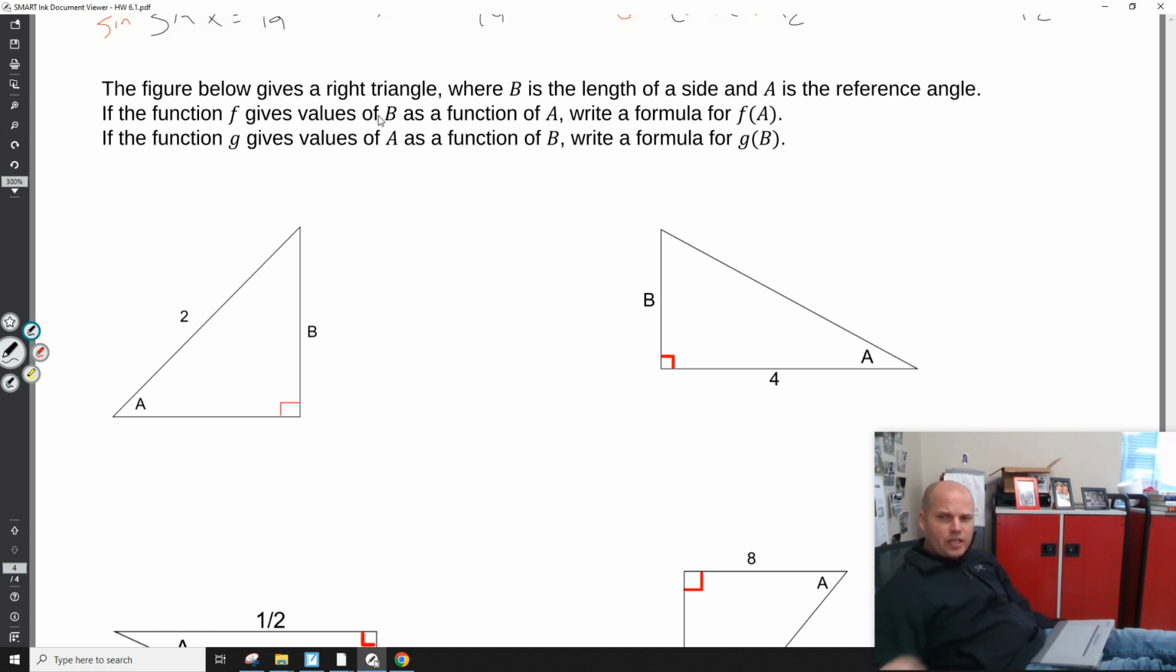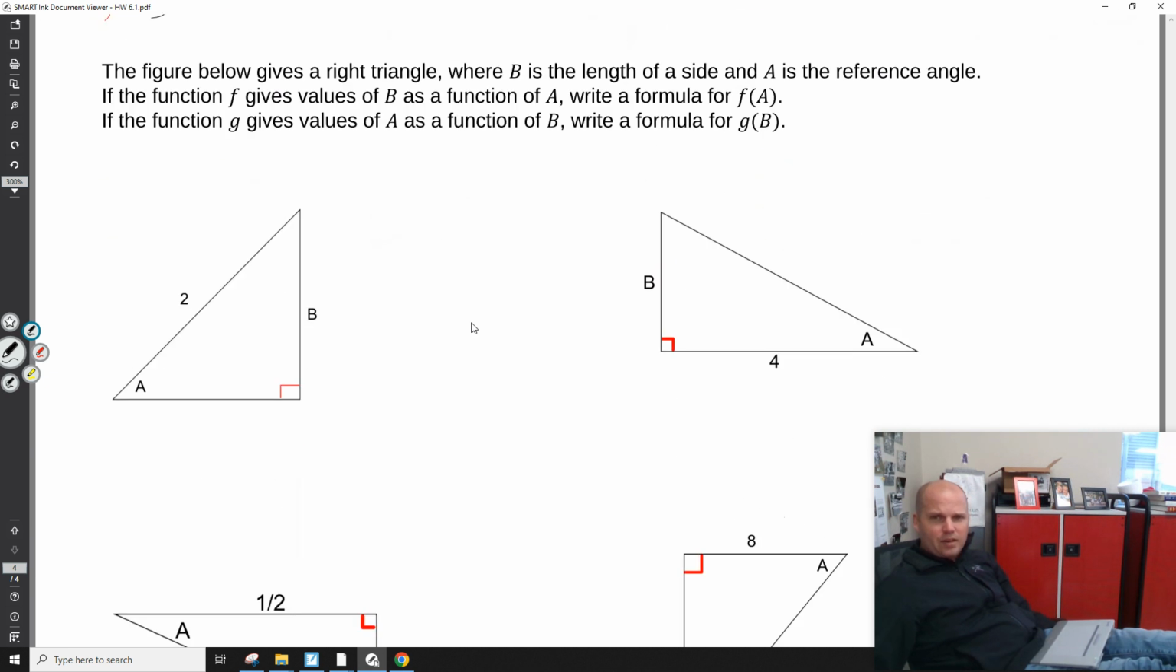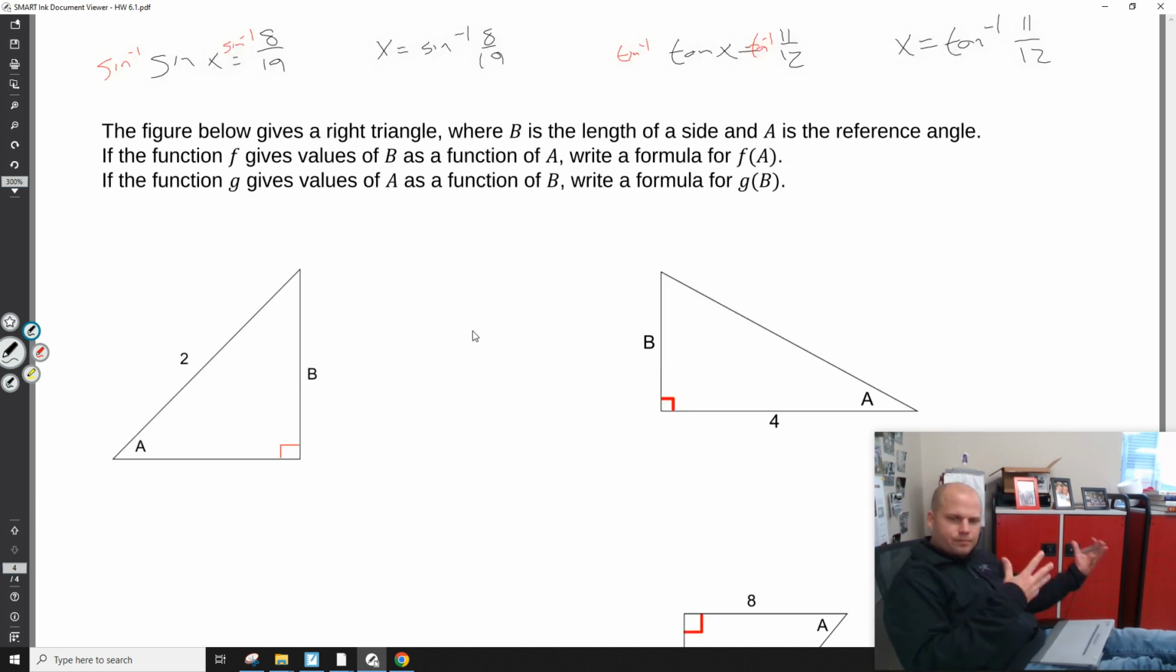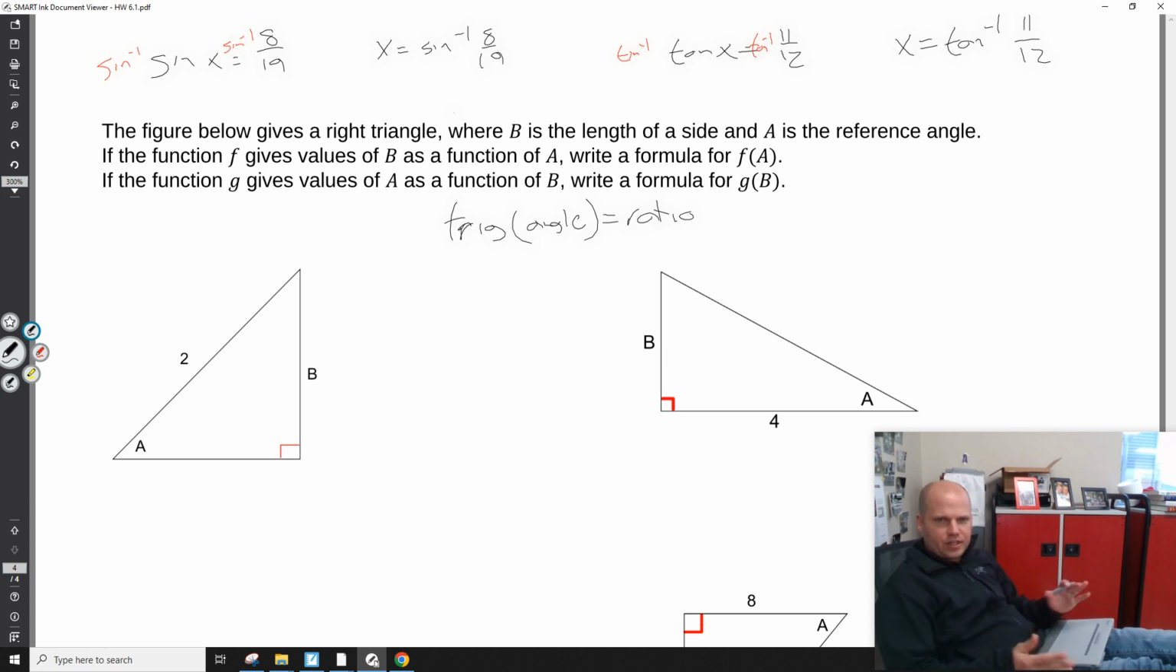This is very similar to the last one, and this is where we're going to end, where it's just understanding this idea of a trig function of an angle equals a ratio. Cool? Starting with that, and working with maybe inverses to find the angle or vice versa.